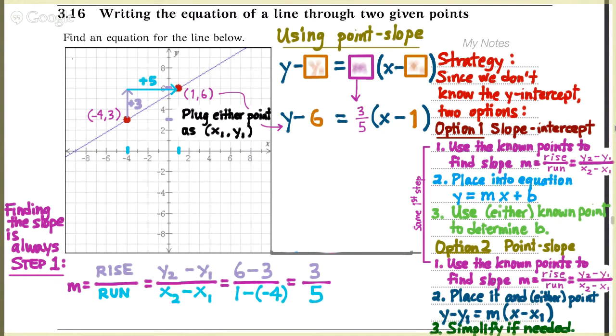And depending on your professor's preferences, sometimes we can stop here. Just be done. I have my equation. I could use this equation if I wanted to determine other points on this line if I were so inclined. And the hard work is mostly done.